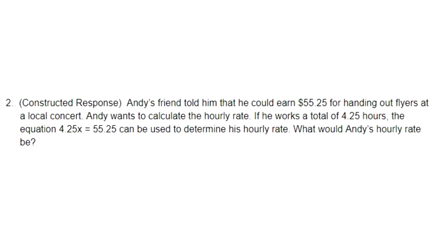Number 2 says, Andy's friend told him that he could earn $55.25 for handing out flyers at a local concert. Andy wants to calculate the hourly rate. If he works a total of 4.25 hours, the equation 4.25 times x equals 55.25 can be used to determine his hourly rate. What would Andy's hourly rate be?